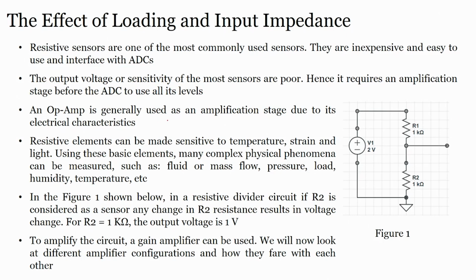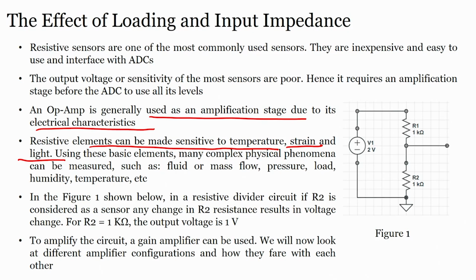An op amp is generally used as an amplification stage due to its electrical characteristics. Resistive elements can be made sensitive to temperature, strain and light, right. For example, if you have a temperature sensor, the output would be resistance. If you take a strain gauge, the output would be resistance. If you take an optical sensor, you will see a lot of photoresistors used for understanding the change in intensity, again with the output in terms of resistance. The thermistor, again, resistance is the output.